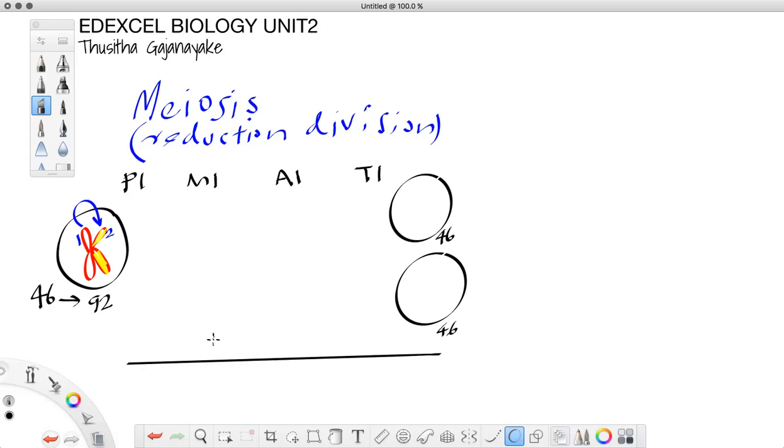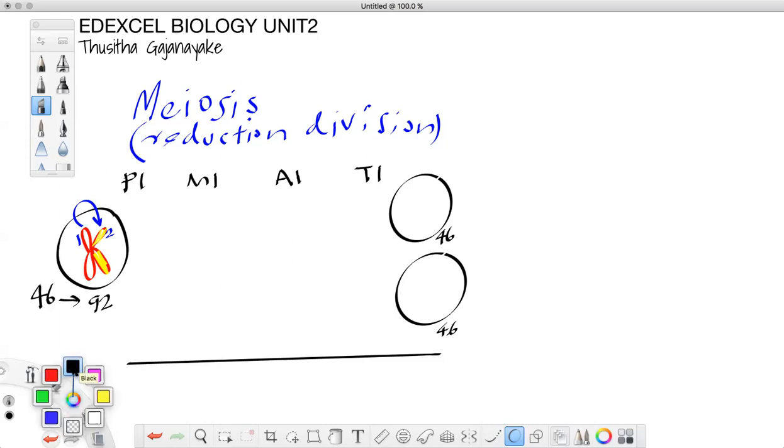Why is it called reduction division? The chromosome number becomes half. Chromosome number becomes half, right? But if we look at the numbers, we don't see that. We see 46 and we see 46 here, because the original cell has 46.